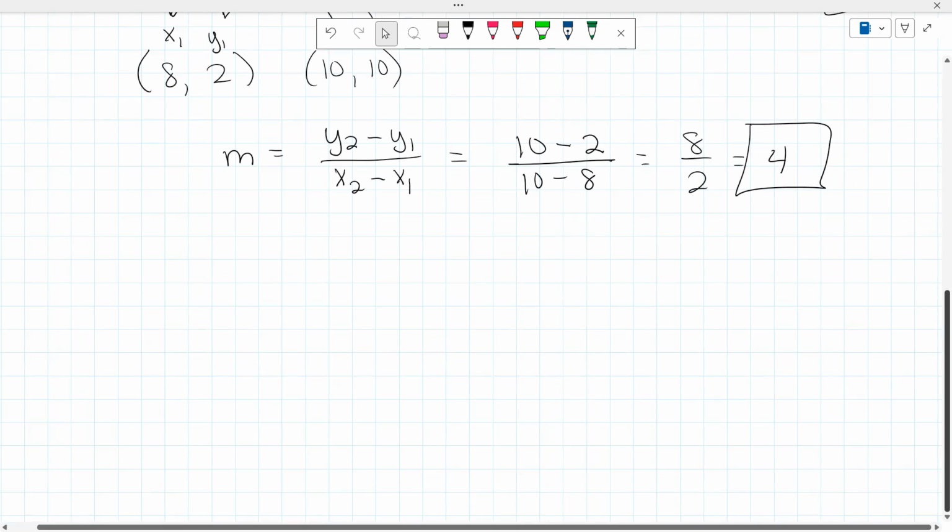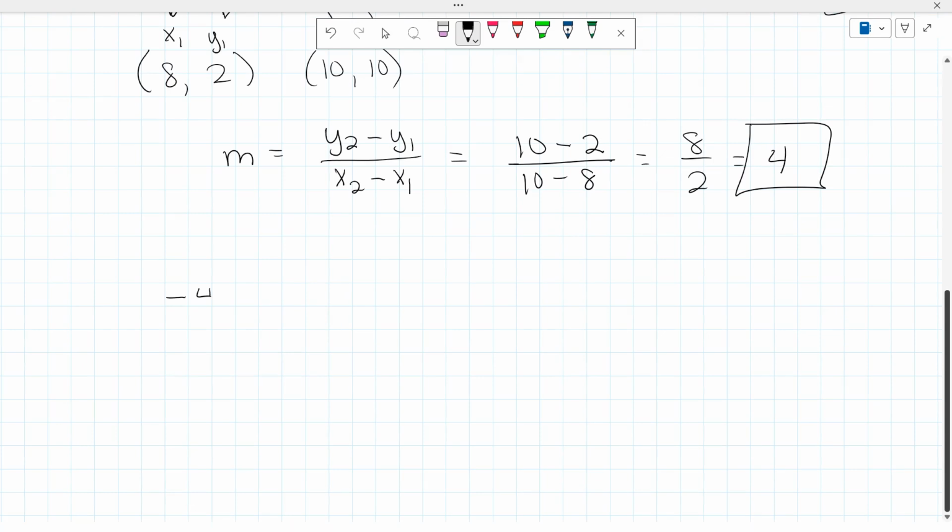Okay, let's get some more negatives involved. Let's say we have a negative 4, negative 10, negative 2, negative 6.